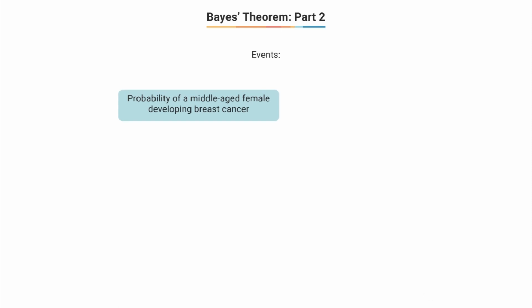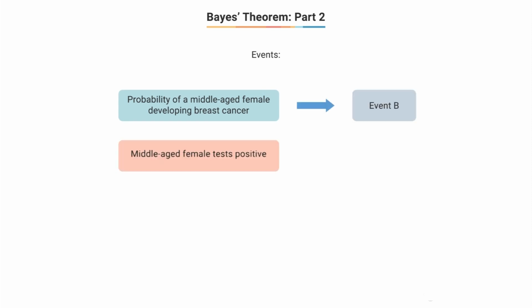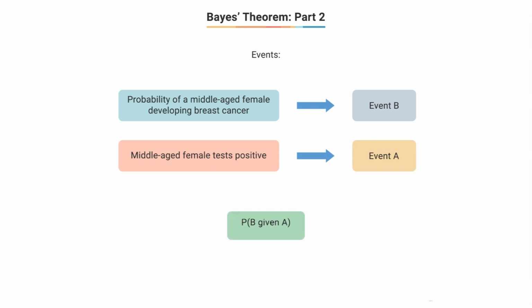So let's name some of these events to avoid confusion later on. Earlier we called the event of a middle-aged female developing breast cancer as event B. So let's call the event that a female tests positive as event A. Then the probability that we are interested in measuring is basically P(B given A).